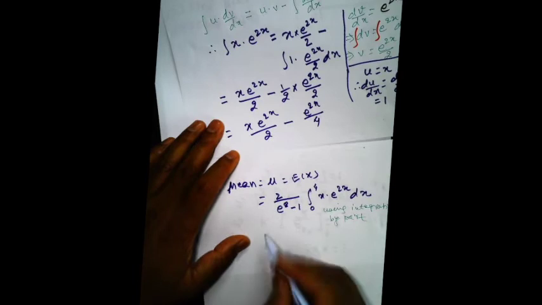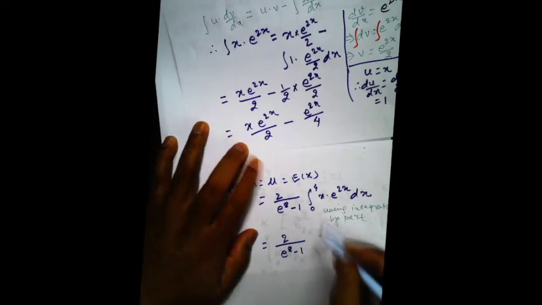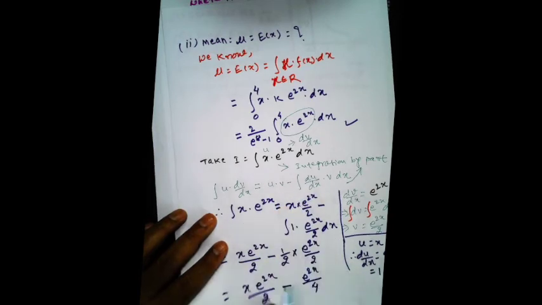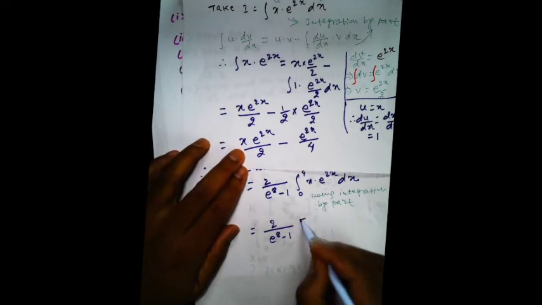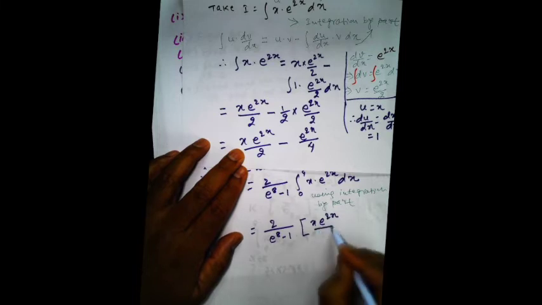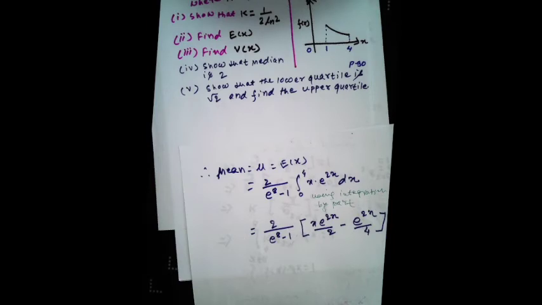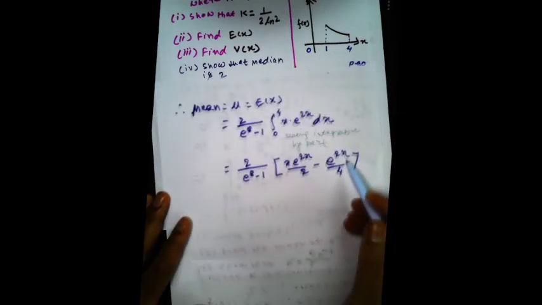So here we can write 2 divided by e to the power 8 minus 1, and then the integration of this sort of thing. We have already seen that the integration of x times e to the power 2x is this. So we just copy it here. So inside the bracket, this is x e to the power 2x by 2 minus e to the power 2x by 4. So if you have a term like this, and the range of values of x is 0 to 4, we can write it is 0 to 4.